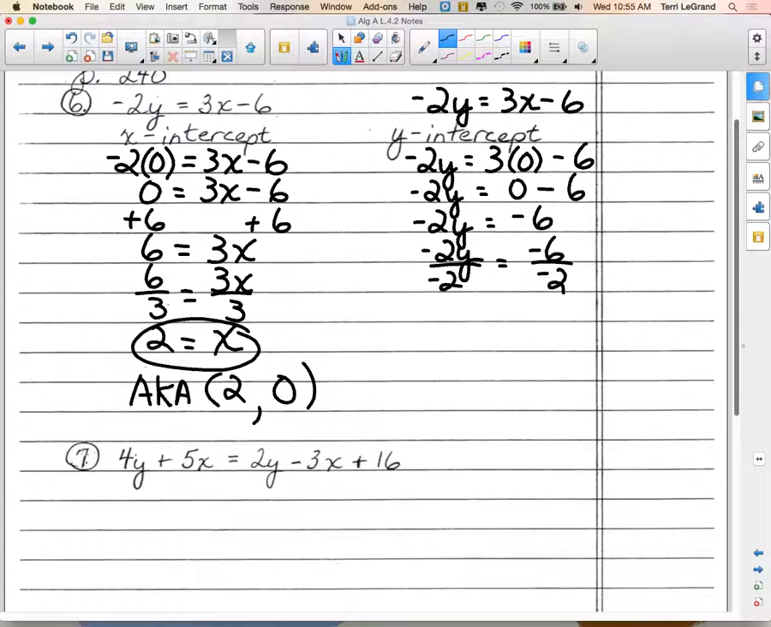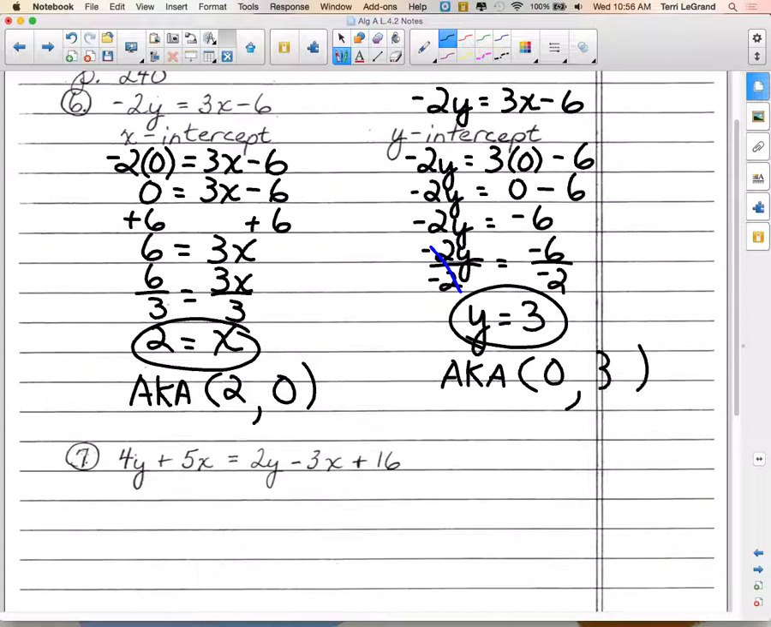So 0 take away 6 on the right side became negative 6. Our negative 2y that was left on the other side needs to be divided by negative 2, so we have to make sure we do it to the other side also. And we can say that our y-intercept is what? Negative 3, positive 3. Positive 3, because a negative divided by a negative is a positive. Also known as ordered pair (0, 3). Good job.